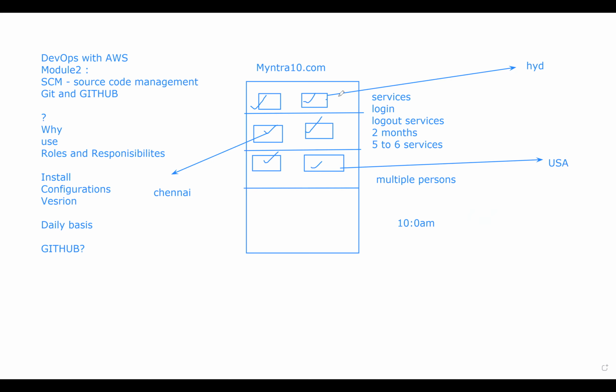Suppose this person wants to share this code with another developer, how will they share it? If this person wants to share this code with another developer, how do they have to share it? To share this code, we need one medium. That medium is nothing but GitHub.